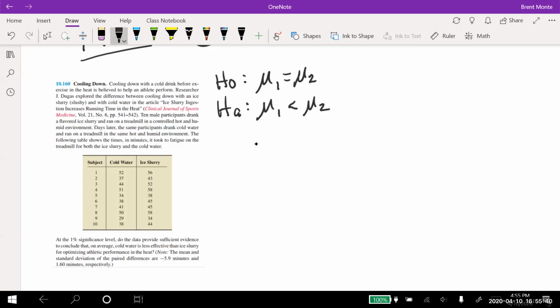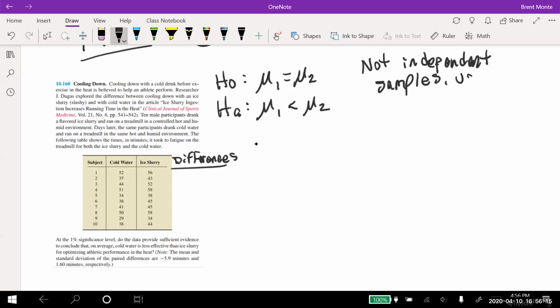There's our hypotheses. Now, what we really need to do is get another column over here called the differences. And that just means we're subtracting these 2 numbers. And so we're going to have the calculator do this for us. I will show you that in just a second. All right. So since these are not independent samples, we use a paired t-test.